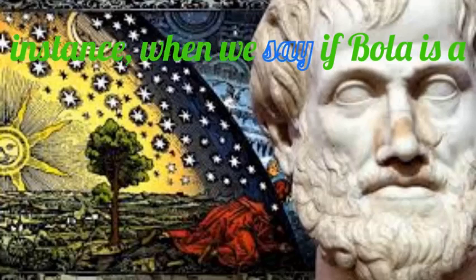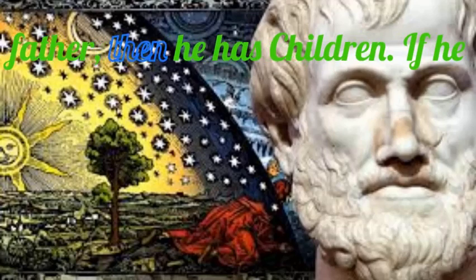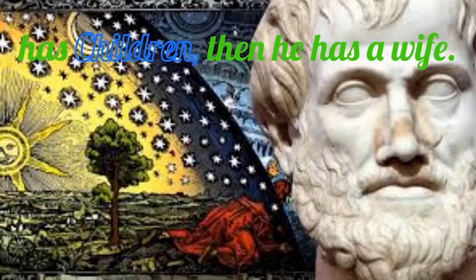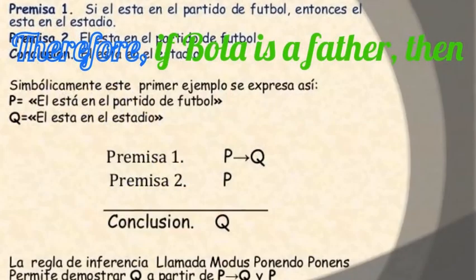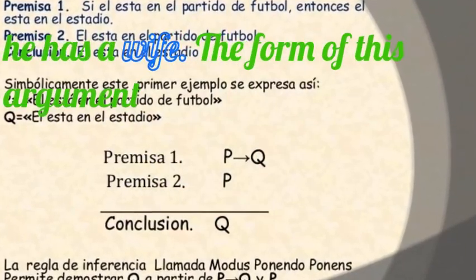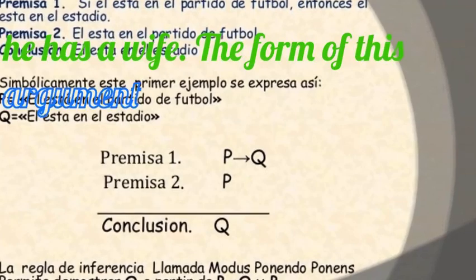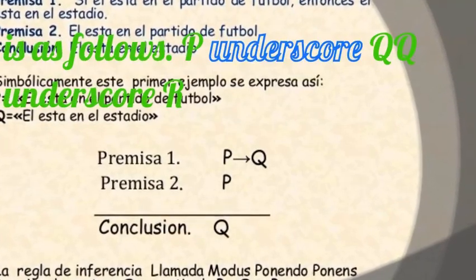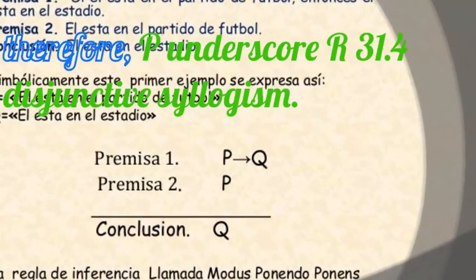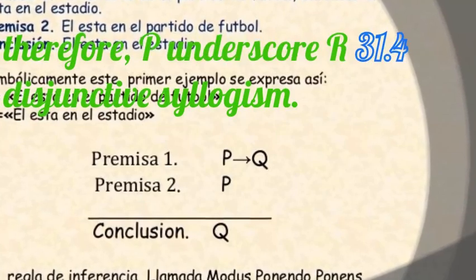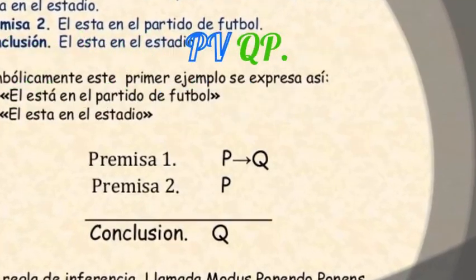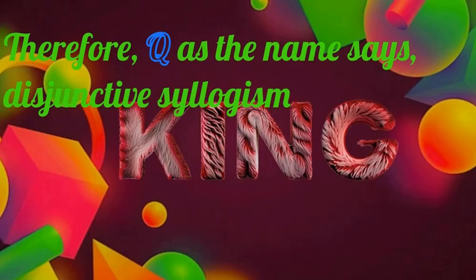For instance, when we say, if Bola is a father, then he has children. If he has children, then he has a wife. Therefore, if Bola is a father, then he has a wife. The form of this argument is as follows. P → Q, Q → R, therefore P → R. 3.1.4 Disjunctive syllogism. P ∨ Q, ¬P, therefore Q.